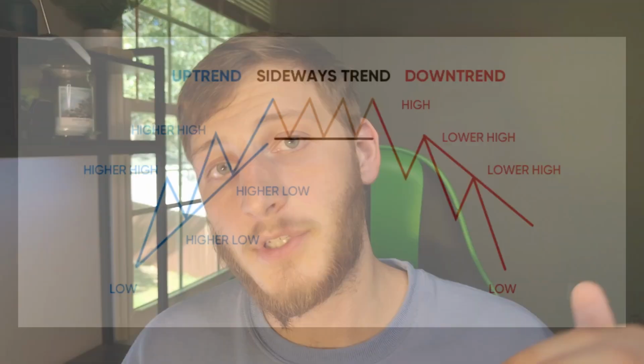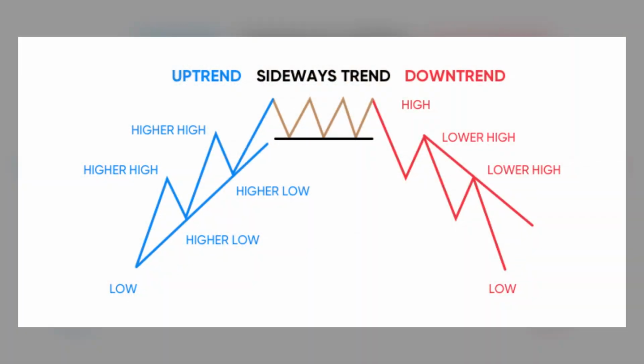In order to master market structure, we first need to understand what a trend is and how we can identify the different types of trends that we see in financial markets. So a trend is going to be the overall direction of an asset's price on a given time frame. Are we primarily moving upwards, downwards, or sideways? These are the three main trends that you need to look out for, and we are going to be able to tell what the trend is based on the series of highs and lows on the given time frame.